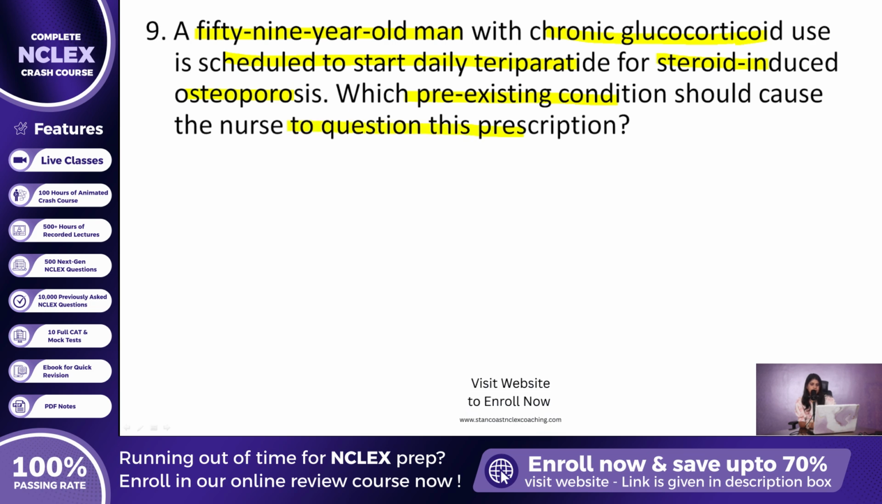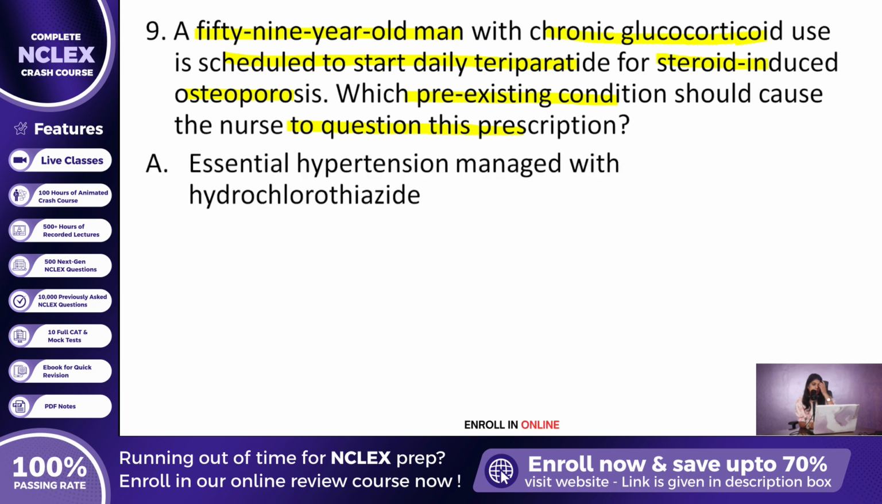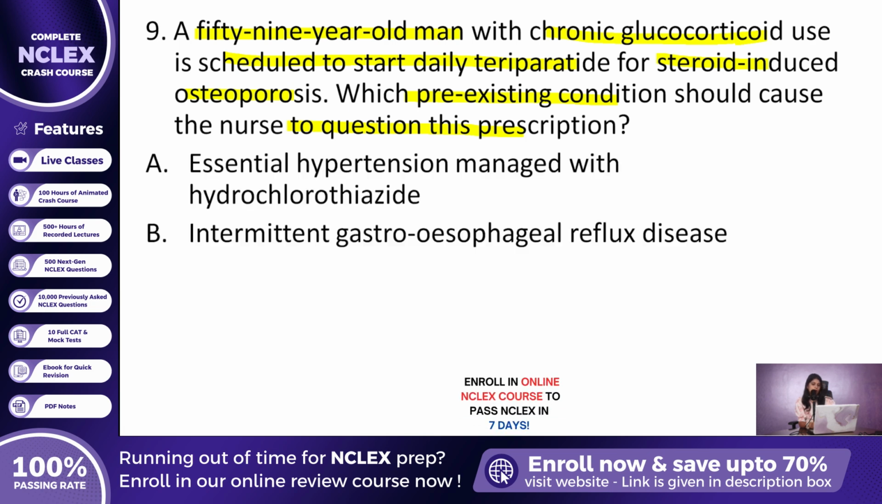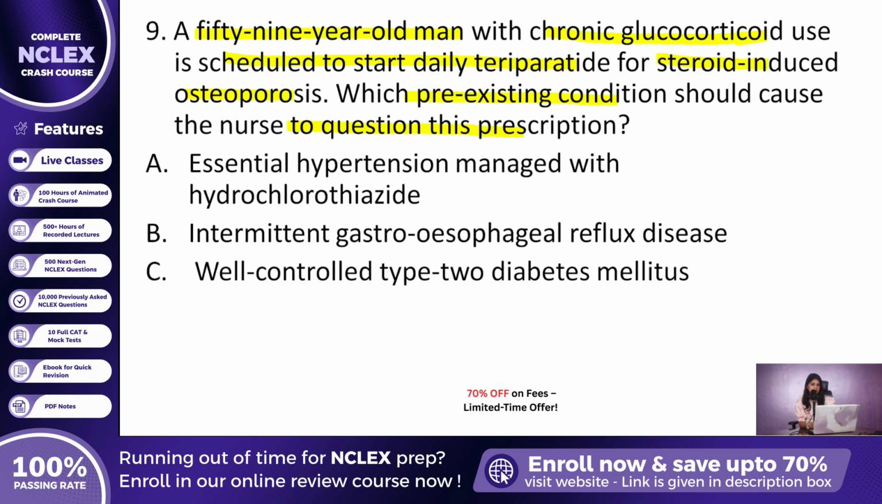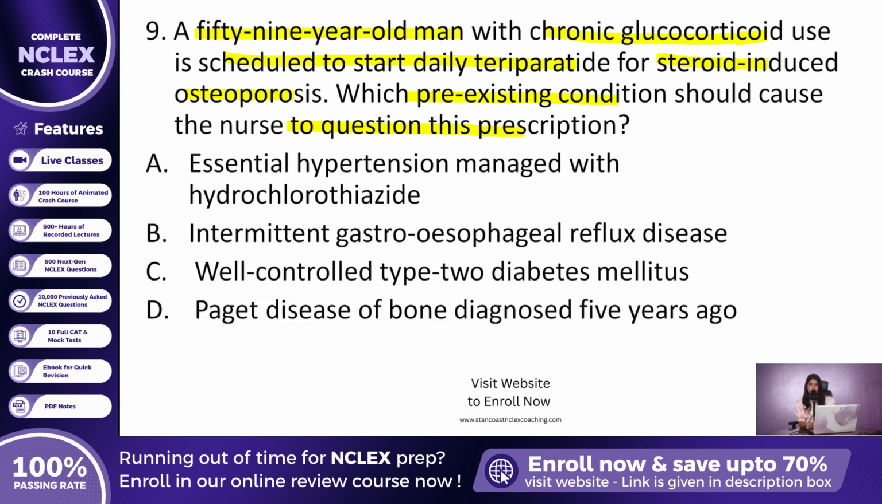Now, let us line up the clinical details to guide your choice. Option A, essential hypertension managed with hydrochlorothiazide. Option B, intermittent gastroesophageal reflux disease. Option C, well-controlled type 2 diabetes mellitus. Option D, Paget disease of bone diagnosed 5 years ago. Pause and let each condition roll through your mind.